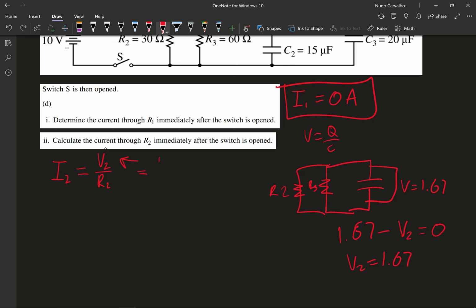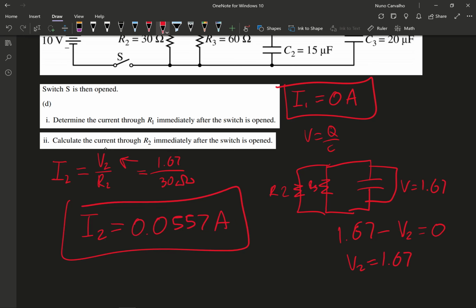So now our formula here just becomes 1.67 over 30 ohms. And then what you'll get is that the current is going to be 0.0557 amps. That's our final answer.